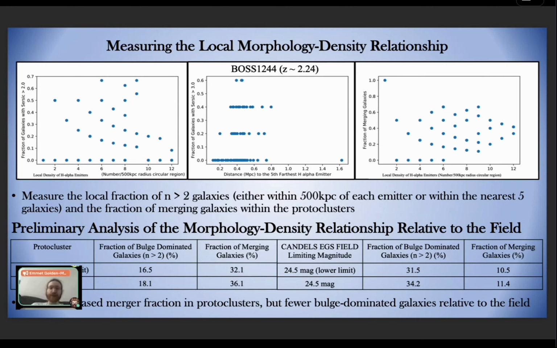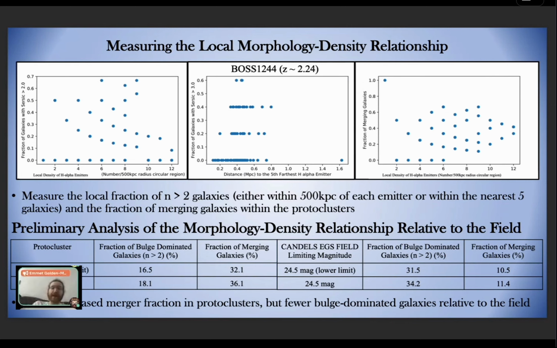But we also then look at the merger fraction, the plot on the right, and we see a relatively constant fraction of merging galaxies. But this is purely looking at the subclustering within our protoclusters. So then we are working right now on comparing to the field to see, do we see any relative differences between the field and the protoclusters. And here we do see, again, an increased merger fraction, but we actually find fewer bulge-dominated galaxies relative to the field, although we are still working on this.